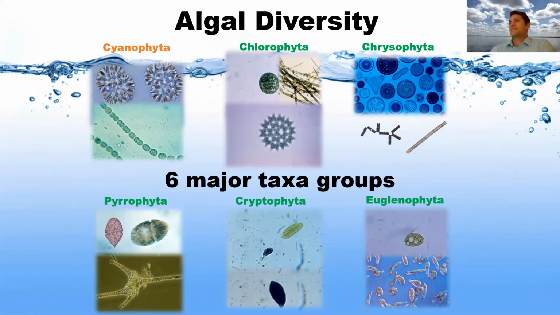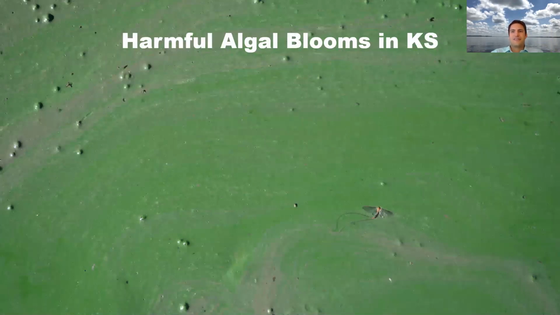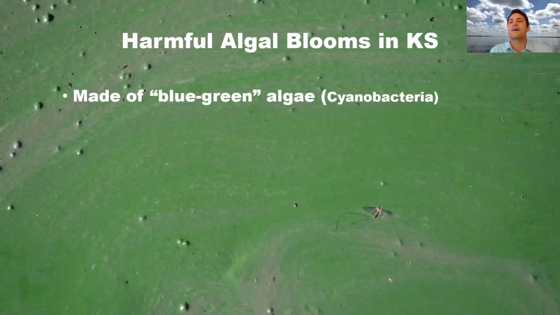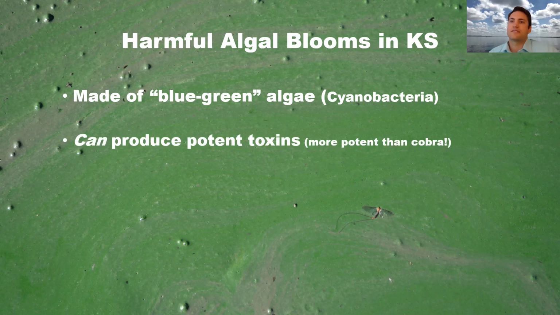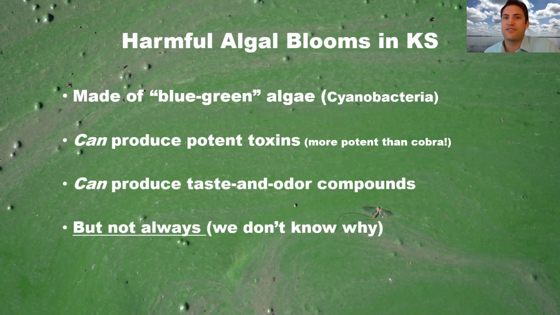So what about these cyanobacteria is making them harmful? First off, the harmful algal blooms, or HABs, maybe you've heard that term, in Kansas, are made up of this blue-green algae. Technically they are prokaryotes, but they function and look just like algae. The issue with these blooms is that they can produce really potent toxins, even more potent than cobra venom, some of the toxins that they produce. They can cause taste and odor issues in drinking water supplies, but not always, and we don't know why. We don't have a good grasp on that.